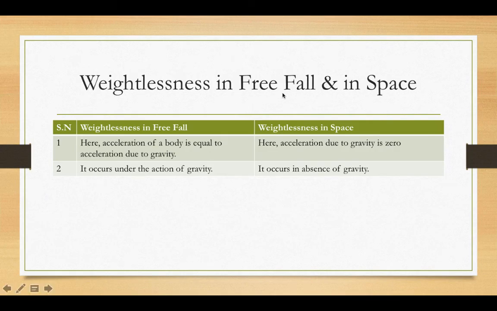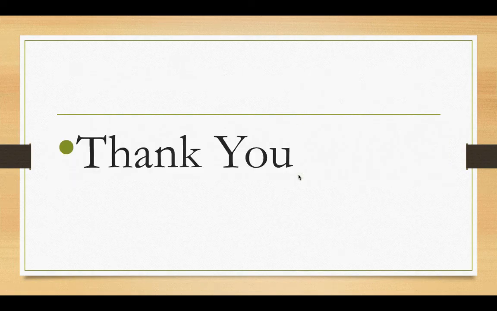And weightlessness in free fall and in space. You know that weightlessness can occur during the free fall state and also in space. What is the difference? In weightlessness in free fall, the acceleration of the body becomes equal to the acceleration due to gravity. But in weightlessness in space the body does not move, so it is almost zero. Weightlessness in free fall occurs under the action of gravity. Because of gravity, there is free fall and weightlessness is caused. But in space there is no gravity, so it occurs in absolute. You can do it. Thank you.